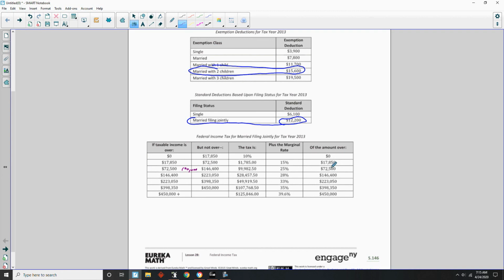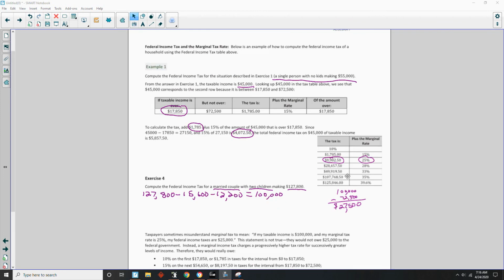The amount over 72.5 is what's going to get 25% added to it. So 100,000 minus 72,500 is $27,500. And then we're going to take 25% of that plus 9,982.50. Okay, so I'm going to just take a screenshot of this for you and bring it over to the next page. Okay, so here it is, just to make it easier for us.